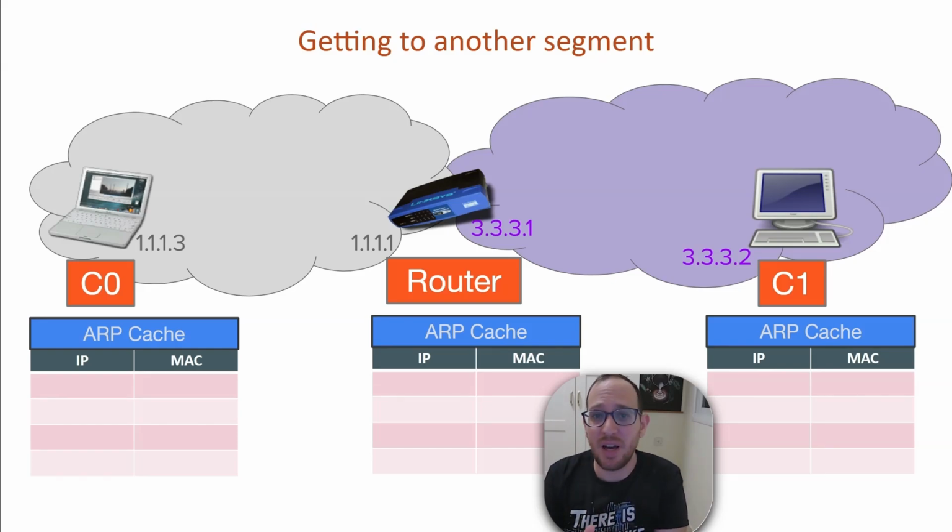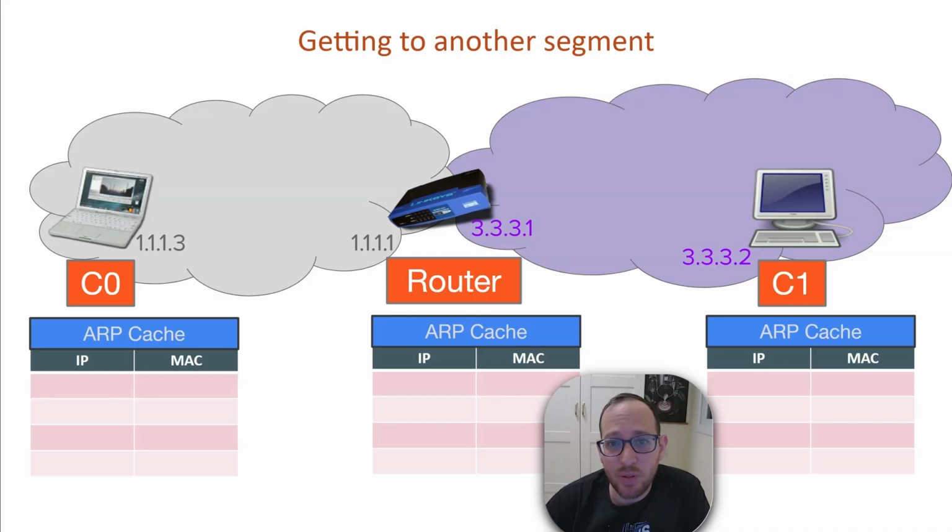We also have the other network here, where the router on its other port has the IP address of 333.1, and C1 has the IP address of 333.2. This might be a subnet mask of /24, even though, of course, in both cases, it could be /8, /16, /20, it doesn't really matter.